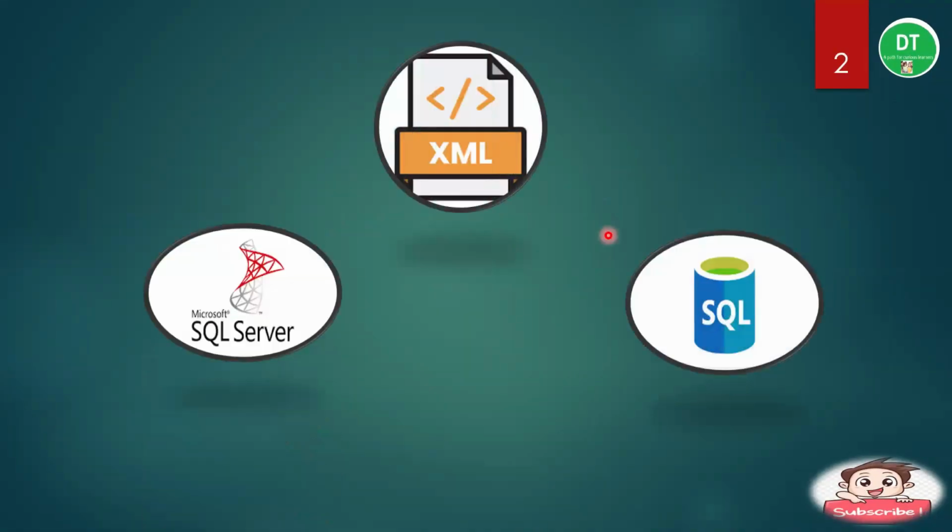For accessing the data from the database or for getting the data from the XML file, we need a special query language. For storing the database, we require the database server, that is SQL Server. So there are different languages for accessing XML and SQL databases. For SQL Server database, we use SQL language, and for XML, there is a different language.